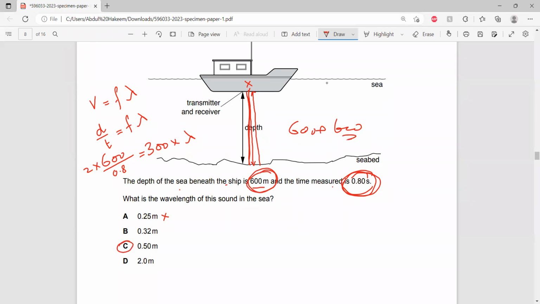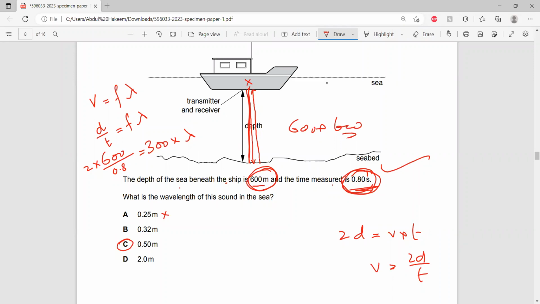So do you remember? For this time, double depth is measured. So 2d is speed into t. So V is equal to 2d divided by t, because this time is for the double depth, forward and backward, up and down. So that's why you have to select the C answer.